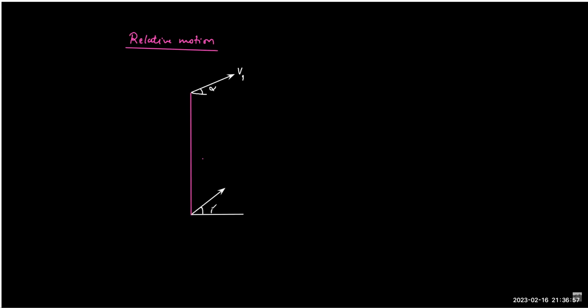Then we can solve it. Since both of them will have the same time period, V1 cos alpha must be the same as V2 cos beta. Then we can solve. We got the relation between them. Anyway, today we are going to see questions like this again in relative motion also.